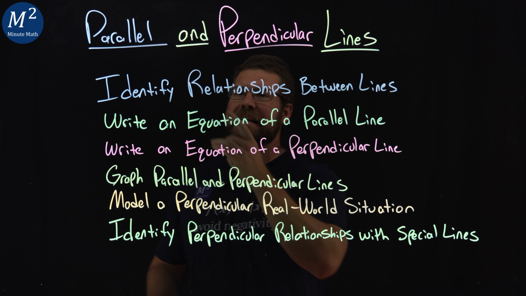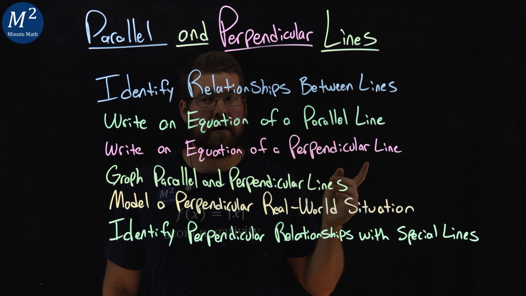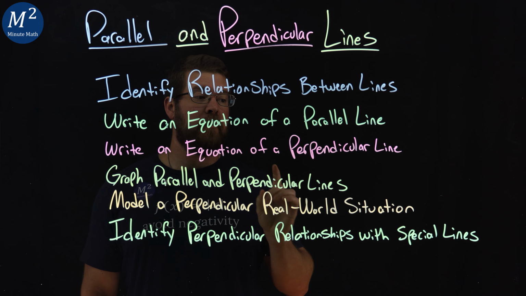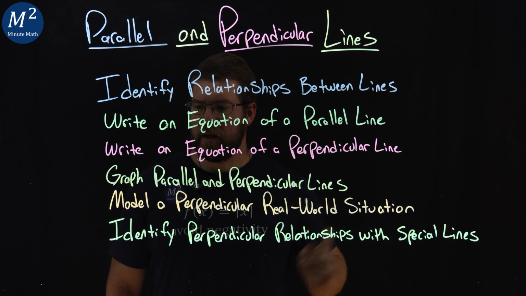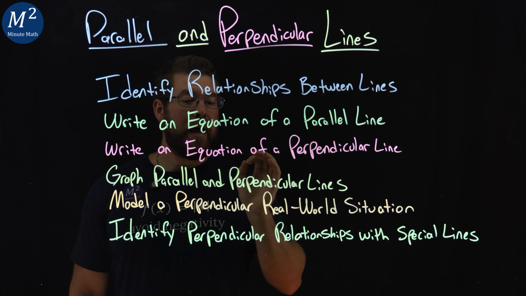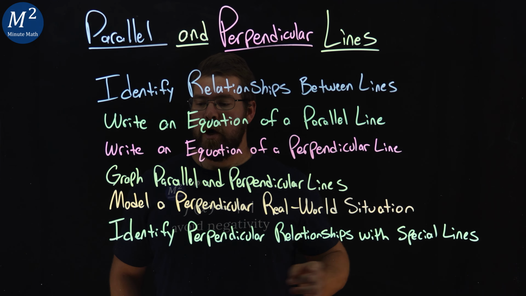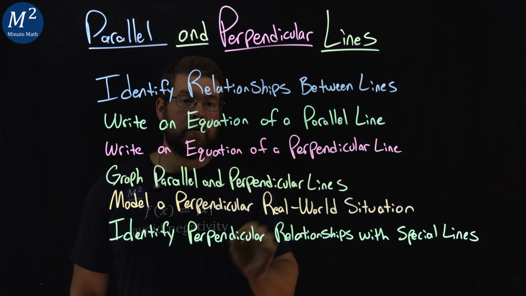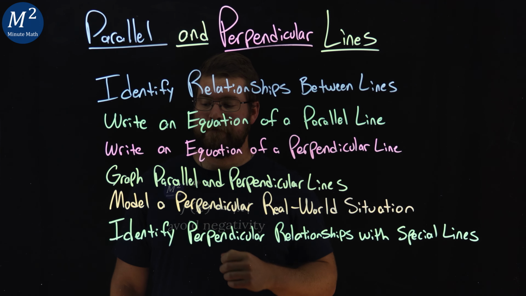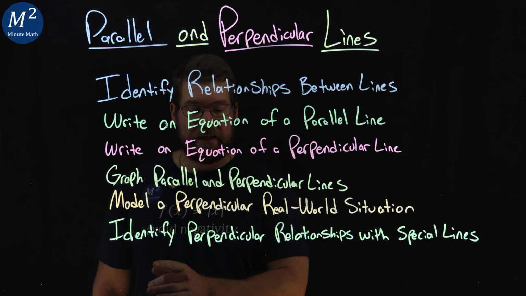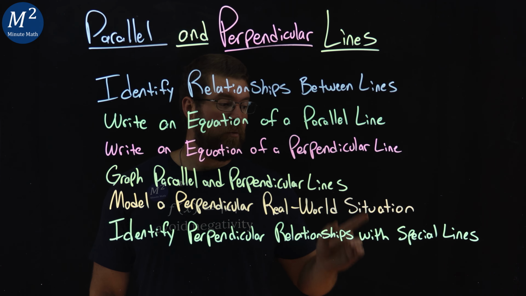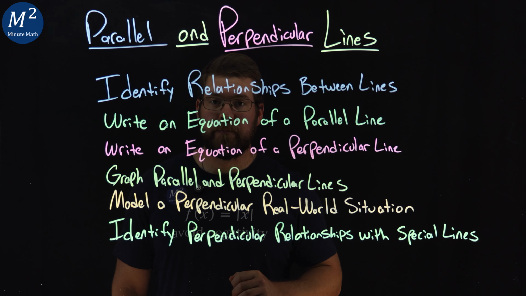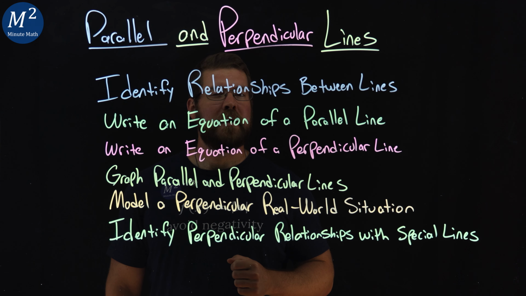In this video, we're going to identify relationships between lines. We're going to write an equation of a parallel line. Then we're going to write an equation of a perpendicular line. We're then going to graph parallel and perpendicular lines. We're then going to model a perpendicular real-world situation. And lastly, we will identify perpendicular relationships with special lines. So, when you're ready, let's get started.